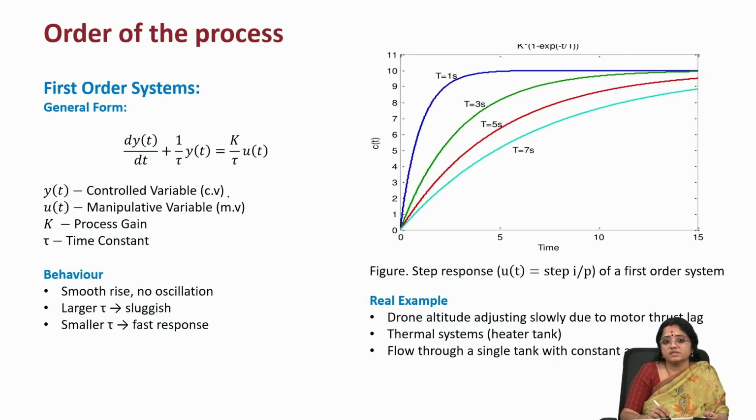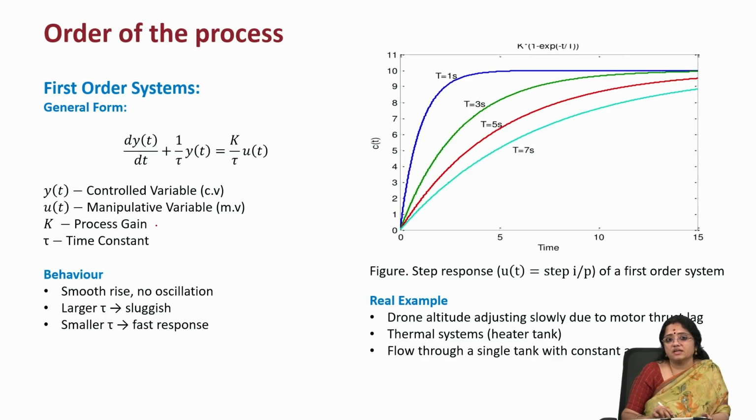So the controlled variable is the effect of the system, and u of t is the manipulative variable or the input to the system. If the input and output of the system are given by a first order equation, then it would look something like this. This is a linear time invariant system model, where k and the time constant tau are the two important parameters that will help us understand how the system is going to behave.